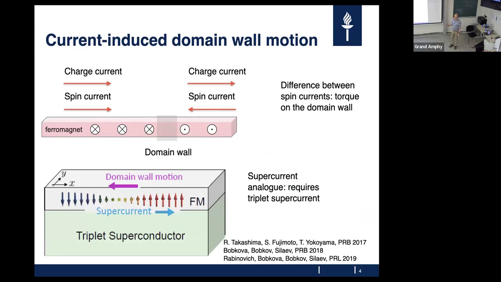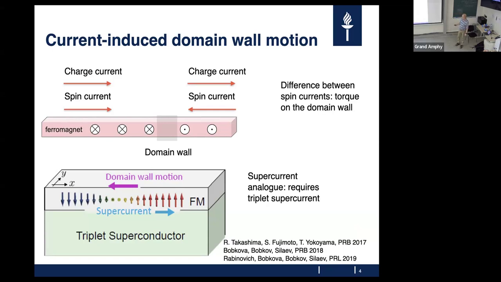The simplest version, which was discussed already in the 1980s by Heikkila and others for the normal state, was the following. Let's consider a ferromagnet that has a domain. Here, spins are pointing towards the screen, and here they are pointing outside of the screen. We apply a charge current along this wire. Because this is a ferromagnet, it has spin polarization, and together with the charge current, there is a spin current.